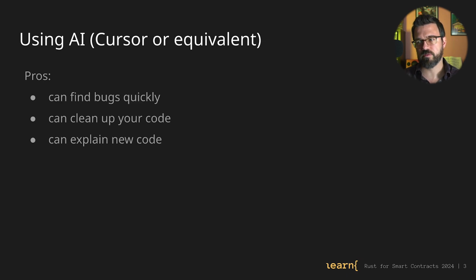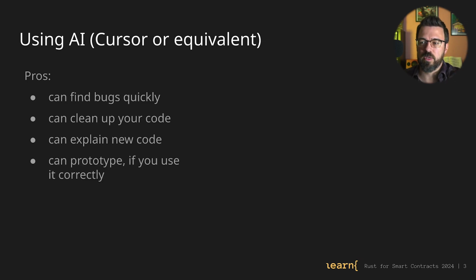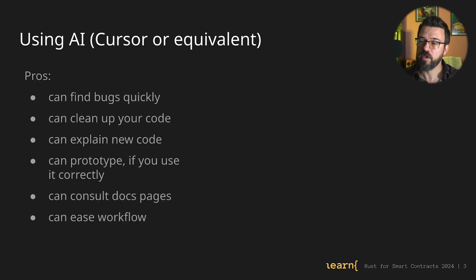I don't find it as helpful as some might say, but it is nice to have it come in and explain to you what some library is doing or what some length of code is doing if you can't figure it out yourself. It can prototype if you use it correctly. If you give it enough information and enough access, it can write a sample function or a sample class for you, and you can then build off that, and it greatly increases your efficiency. It can consult docs pages, so you can ask it direct questions or find something in your code that's not lining up with the docs, and it can ease your workflow by automatically writing, for example, commit descriptions or pull request descriptions that you can then review. It can speed things up generally for you.